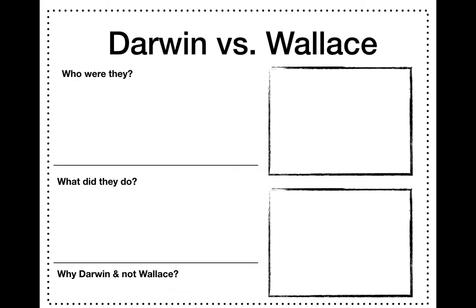Okay, and this is the template for today's short lesson. It's a 1-pager. We have Darwin versus Wallace: who were they, what did they do, and why Darwin and not Wallace? And there are 2 boxes here for 2 different images showing the voyages of each of these gentlemen. So pause the video and draw your template.